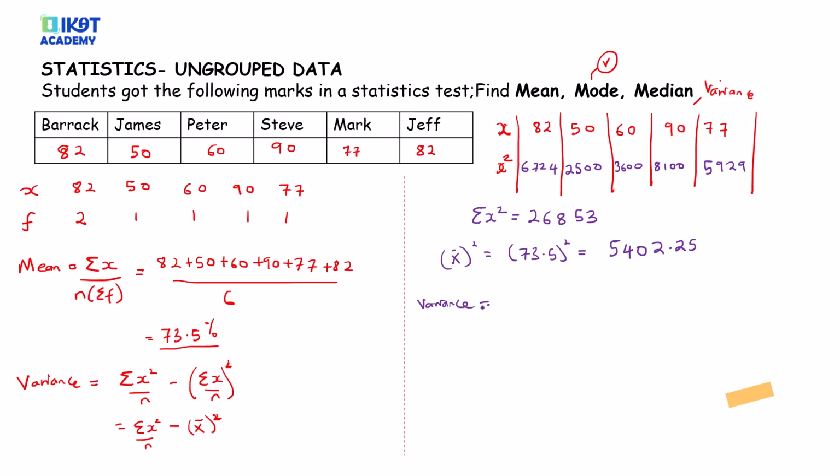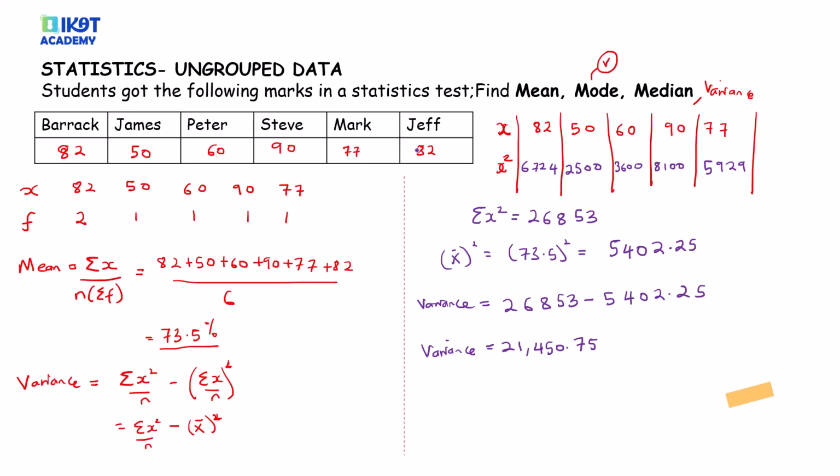Now we just put it into our formula. Variance is equal to 26 minus this. Then we'll have our answer. So here we would have 21,450.75. So this is our variance.